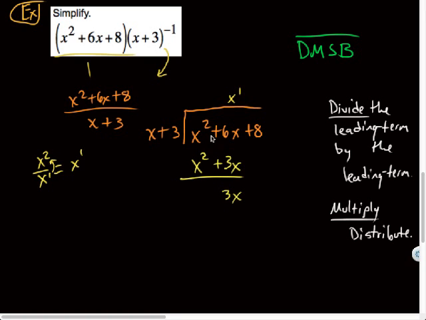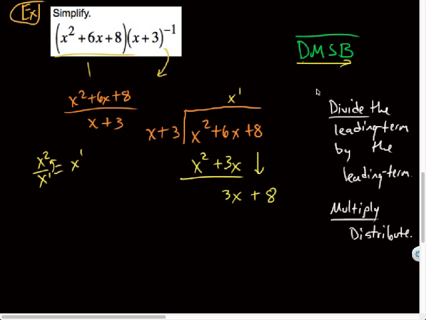So subtract everything on the second row from the top row. 6x minus 3x. And then I do what? Positive 8? Oh, you got it. So I get a positive 8 right there. I like it a lot. So I just finished one full cycle.